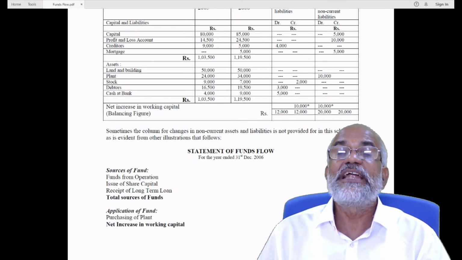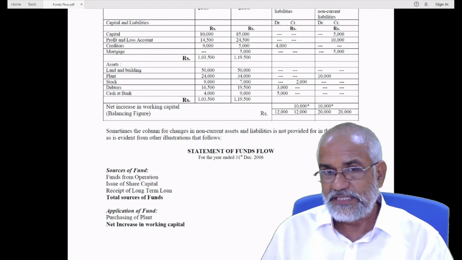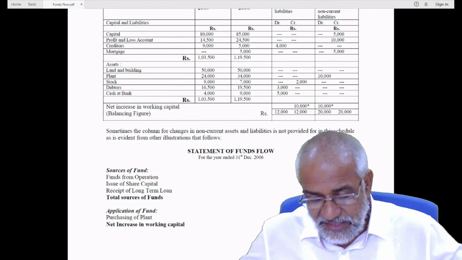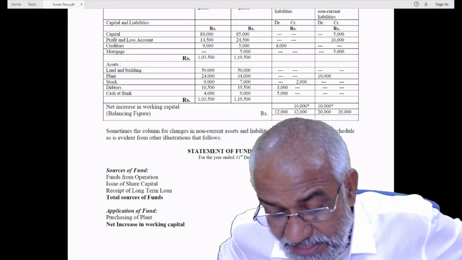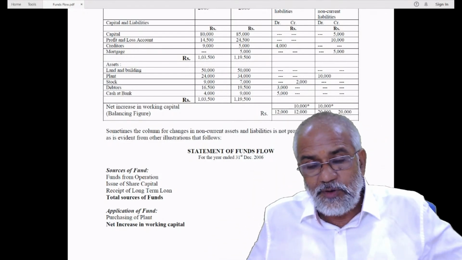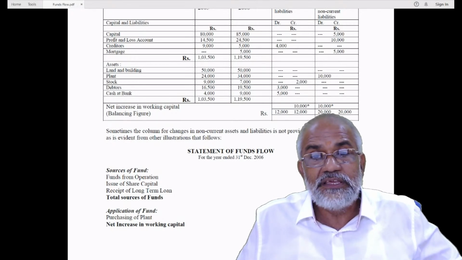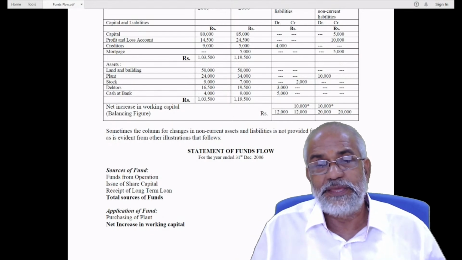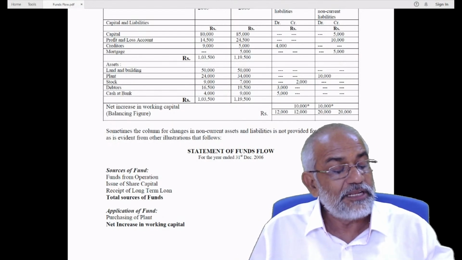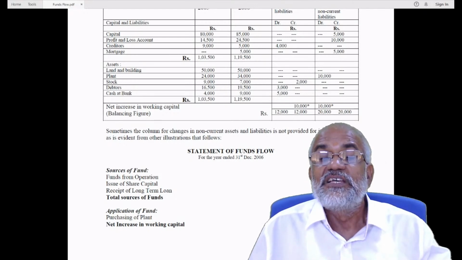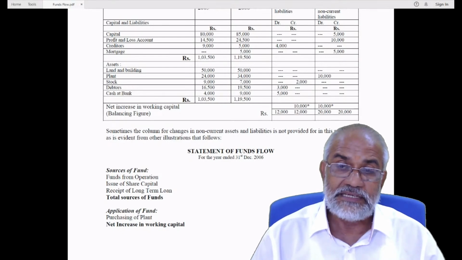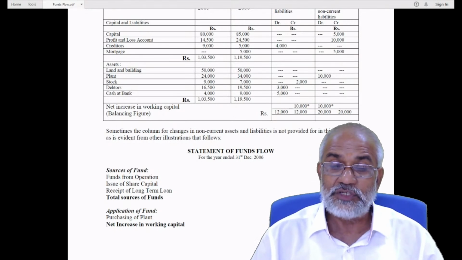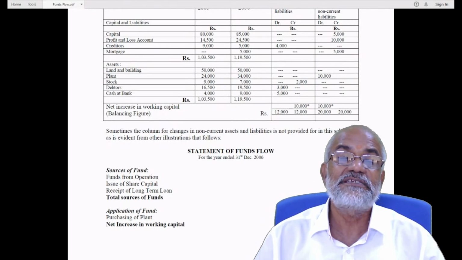Then the next item is profit and loss account, 10,000 rupees. That means the accumulated profit and loss account at the beginning of the year was 14,500, and at the end of the year it is 24,500. That means an increase. So why is there an increase in accumulated profit? It must be due to the profit earned during the year. There is no other way. That increase must be due to the profit earned during that particular year, that means 2006. So that can be titled as funds from operation, that means the profit made during the year. So that is also a source, and it is taken here, 10,000 rupees.